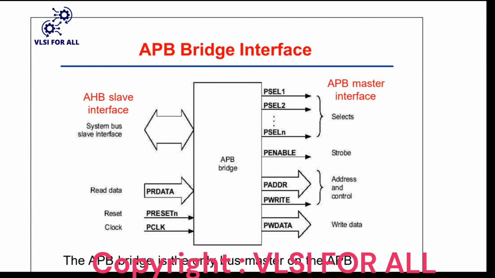So in the setup phase, when we drive control signals and address, those signals will be captured by the decoder, and the decoder, on the basis of that address, will make the select line high for that particular slave.